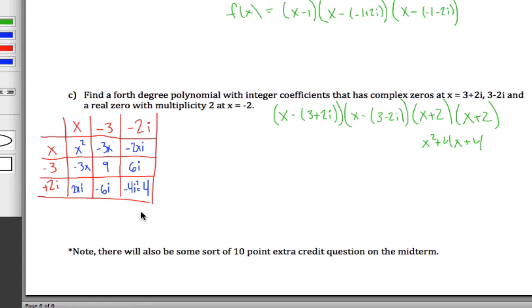And what you'll notice in these problems is all the i's are going to cancel out. Negative 6i, positive 6i, these two guys cancel each other out.